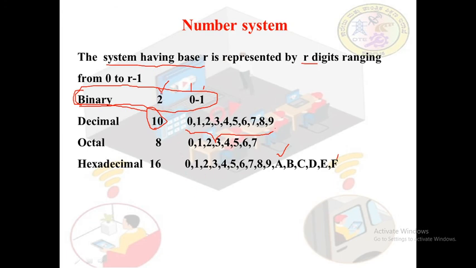We have to carefully remember the bases. The binary number system is represented by base 2, the decimal number system by base 10, the octal number system by base 8, and the hexadecimal number system by base 16.